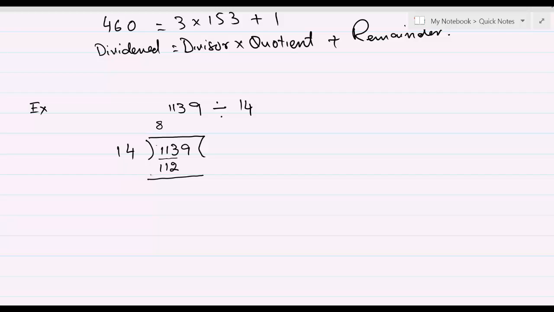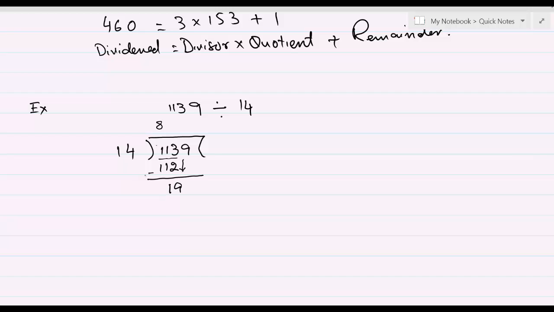So then we put the subtraction sign. We take away 112 from 113, which leaves behind what? 1. And then take down the next number, which is 9. This number.